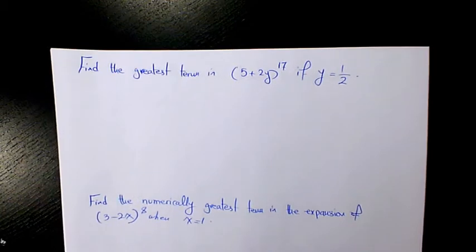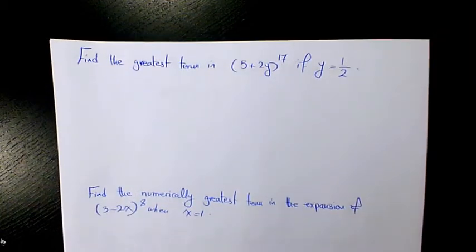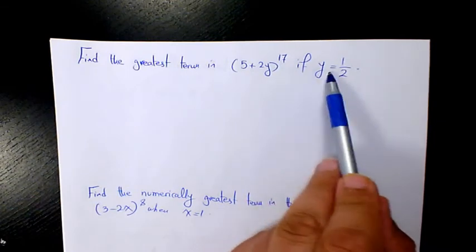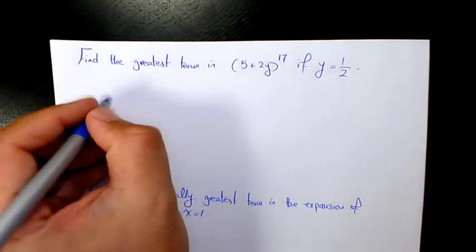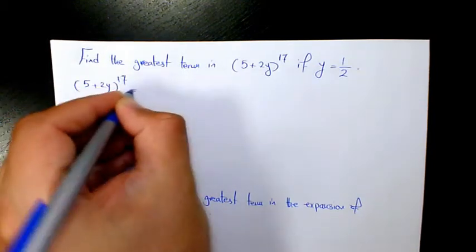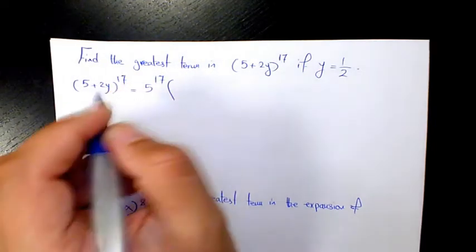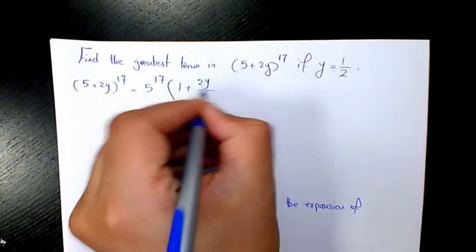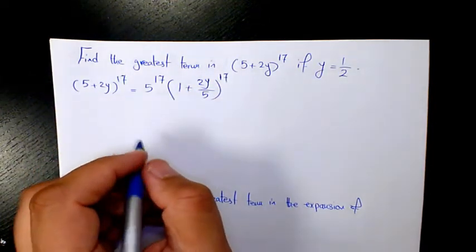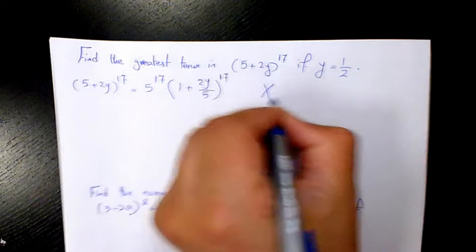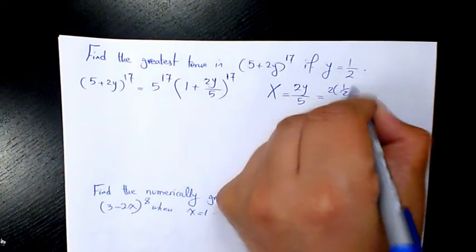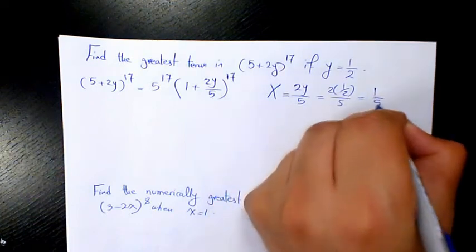So now let's look at this example. It says find the greatest term in (5 plus 2y) to the power of 17 if y equals 1 over 2. So the first thing I'm going to do, (5 plus 2y) to the power of 17 is going to be 5 to the power of 17 times (1 plus 2y over 5) to the power of 17. So capital X in this case is 2y over 5, which is going to be 2 times 1 over 2 divided by 5, and that's going to be 1 over 5.